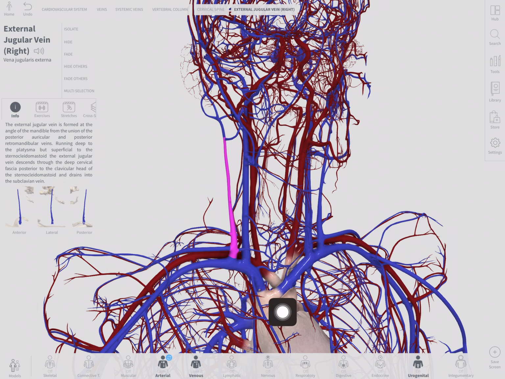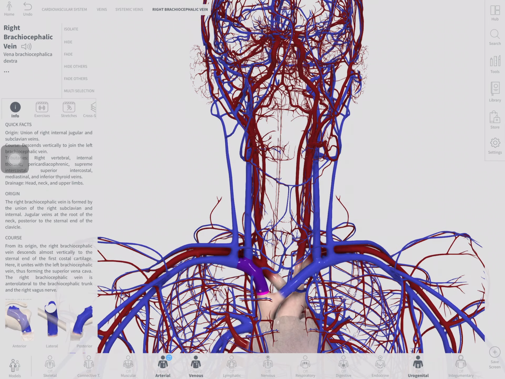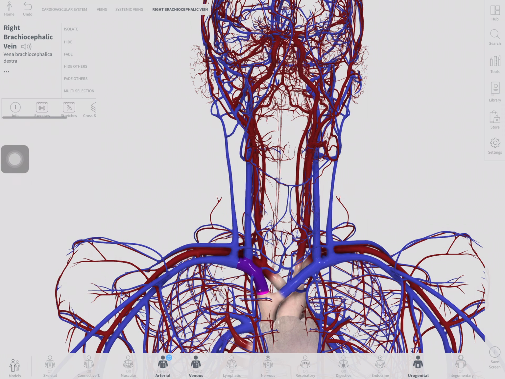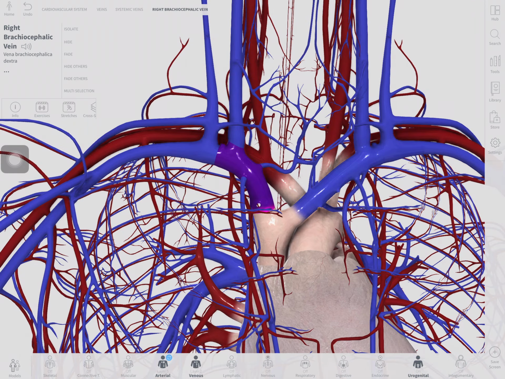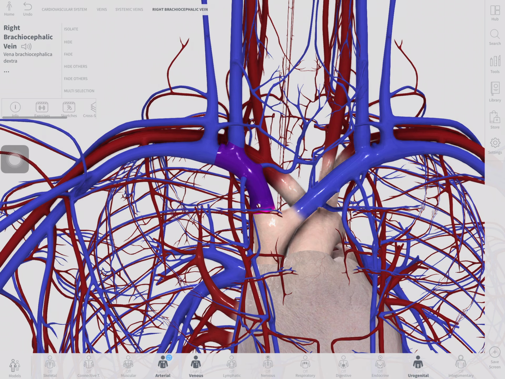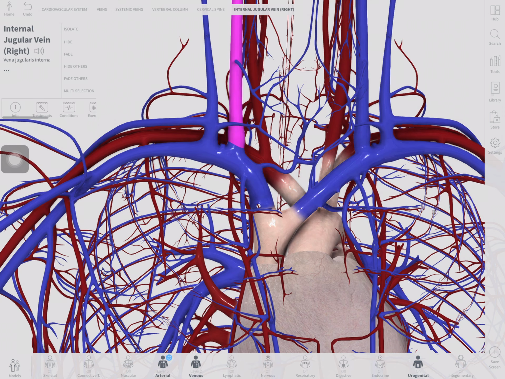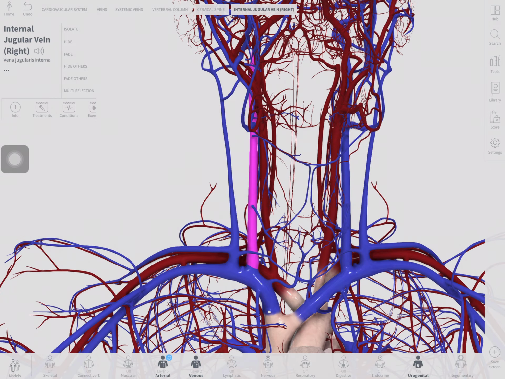For example, this is the heart level, and all the parts above the heart, like the upper limb, head and neck, all these veins come and drain through the superior vena cava. This is the superior vena cava, and this is the right brachiocephalic vein, and this is the left brachiocephalic vein. This is formed by the internal jugular and the external jugular.